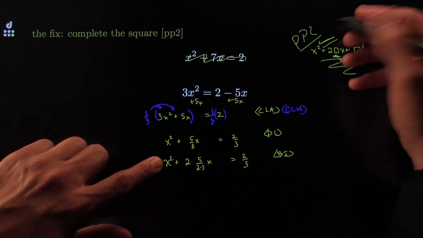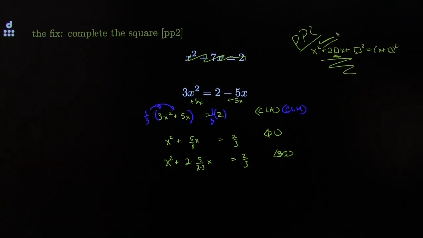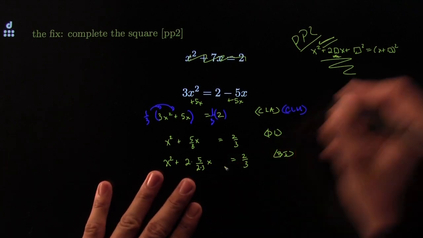You see, I have an x squared, check. Really? Really? No, not right now. Sorry. Telemarketers. Alright, where were we?